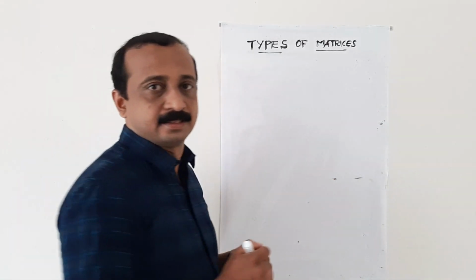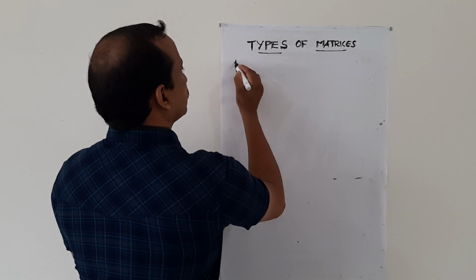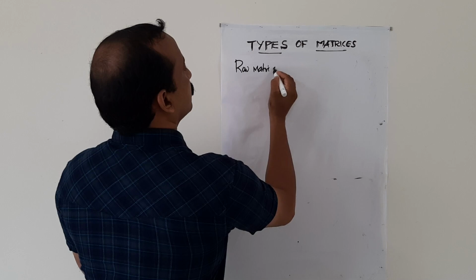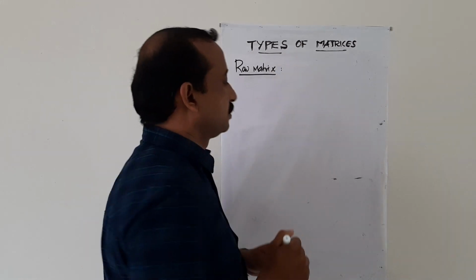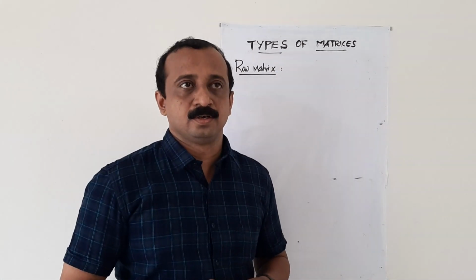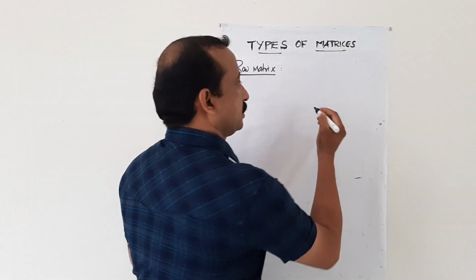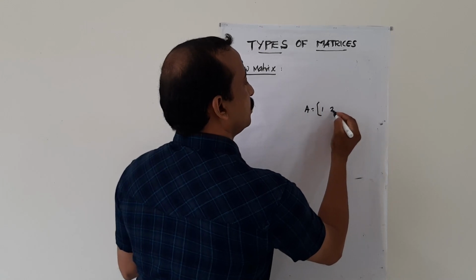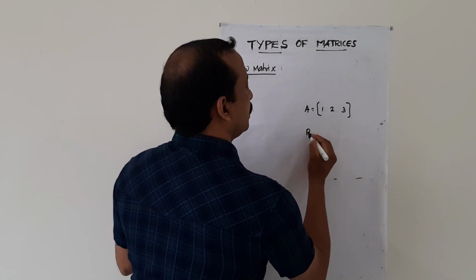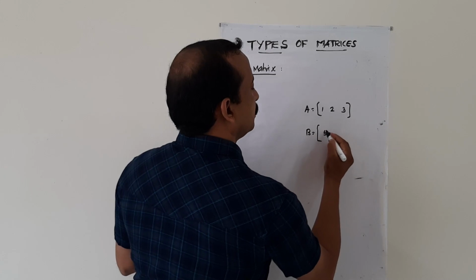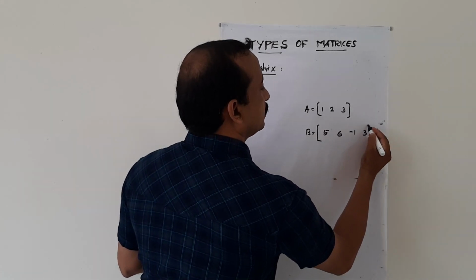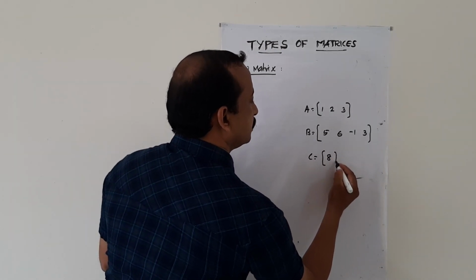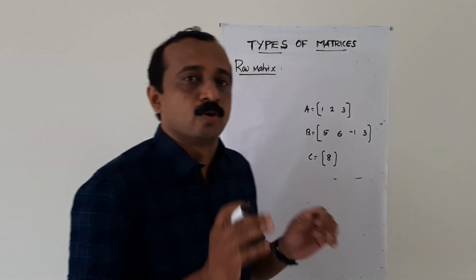Our first type is the row matrix. What is a row matrix? Let us go through some examples based on row matrix. A is equal to 1, 2, 3. Another matrix B is equal to 5, 6, minus 1, 3. Then C is equal to 8. These three matrices are row matrices.